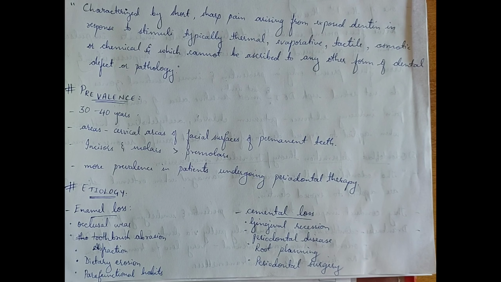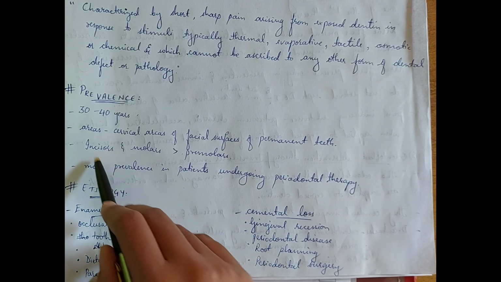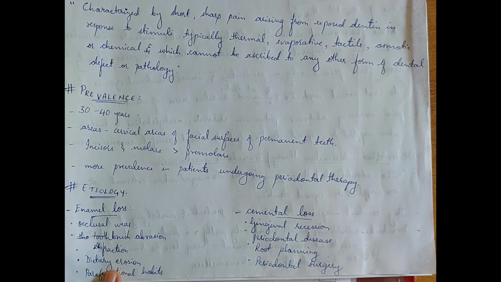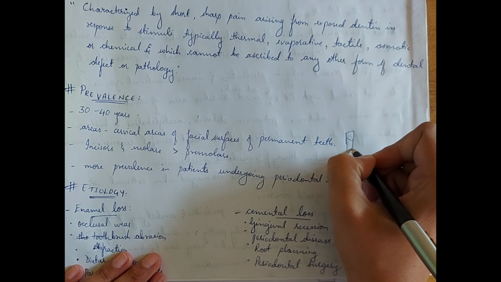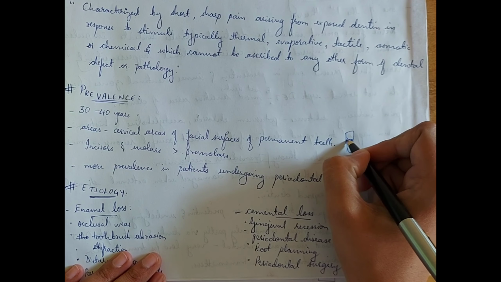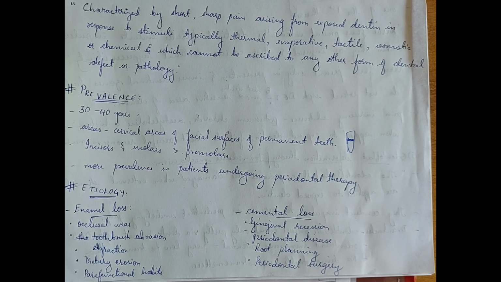Okay. So let's see who is more prevalent for dentinal hypersensitivity. Usually it occurs in adults at the age of 30 to 40 years. The areas that are usually affected are the cervical areas of the facial surfaces of the permanent teeth. Suppose this is the tooth like this, so this is the cervical area. Here usually it gets affected, and usually incisors and molars are more affected than premolars, and there's more prevalence in patients who are undergoing periodontal therapy.